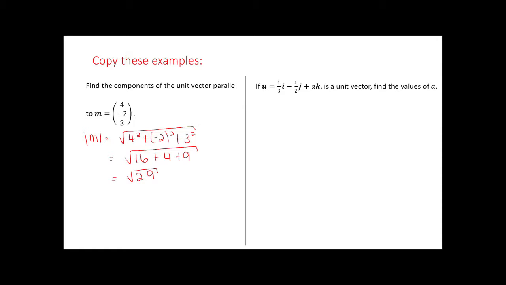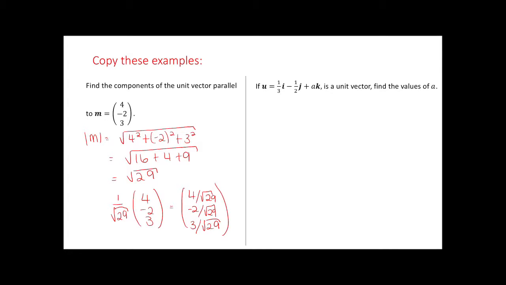So that means that the unit vector parallel to m is going to be 1 over root 29 of (4, -2, 3). Now you can leave it like that, or you could write that all as fractions within your vector. I always write it out as the first one because it's slightly neater, but you can write it out either way.